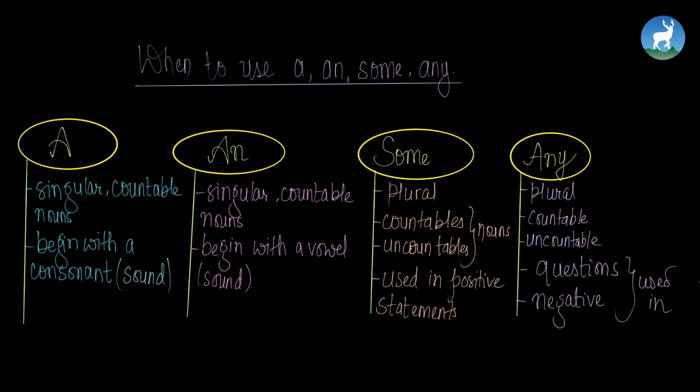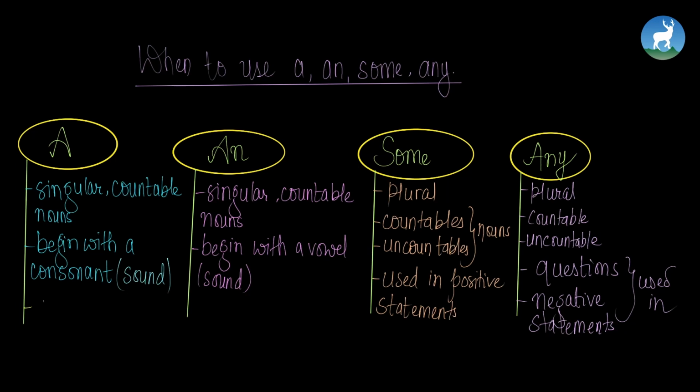So let's do a quick revision. A is used for singular countable nouns that begin with a consonant sound. An is used with singular countable nouns that begin with a vowel sound. Some is used with plural countable and uncountable nouns, and some is used usually in positive statements. Any is used for plural countable and uncountable nouns, and any is mostly used in questions and negative statements. Okay, so let's take an example for each of these.